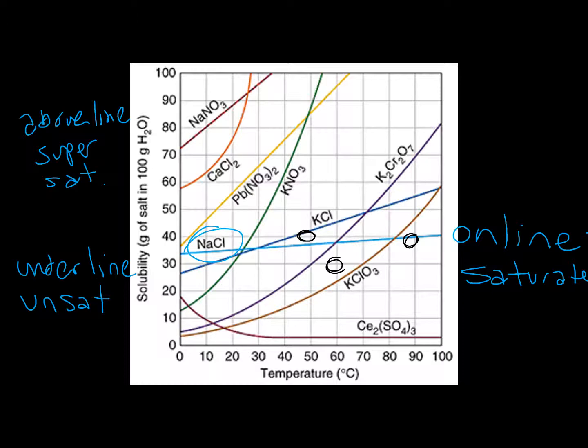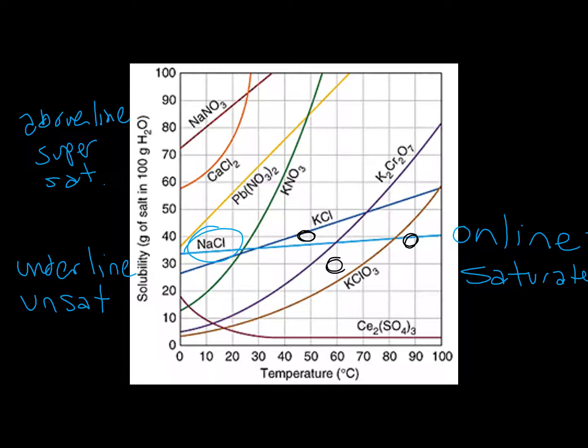So when we are comparing these saturation levels, we always read it as the point is blank to the line. If the point is on the line, the solution is saturated. So sodium chloride is saturated with 40 grams of sodium chloride in 100 grams of water at 90 degrees Celsius. If I have 30 grams at 60 degrees Celsius, I am unsaturated. If I have 40 grams at 50 degrees Celsius, I am supersaturated.